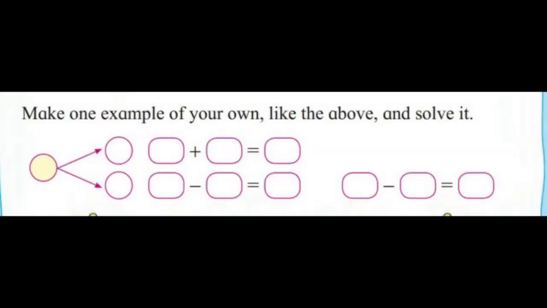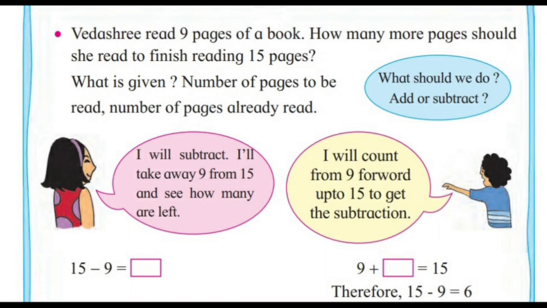Now, make one example of your own like the above and solve it. As you have done the sum, students, accordingly you have to make one example and solve it. Okay? Now, Vedashri read 9 pages of a book. How many more pages should she read to finish reading 15 pages? What is given? Number of pages to be read, number of pages already read. What should we do? Add or subtract? I will subtract. I will take away 9 from 15 and see how many are left. I will count from 9 forward up to 15 to get the subtraction. Both the methods are right.